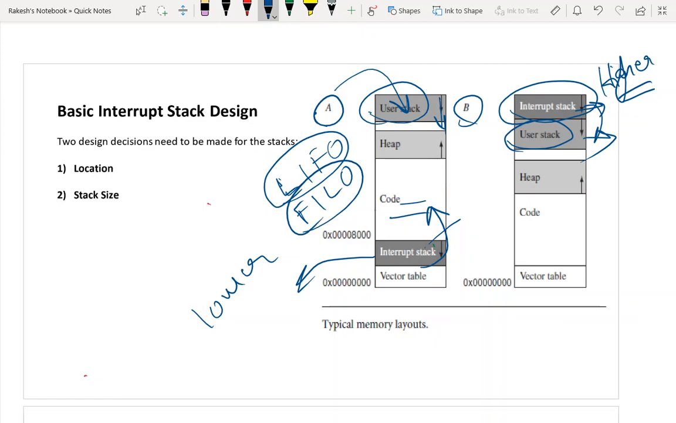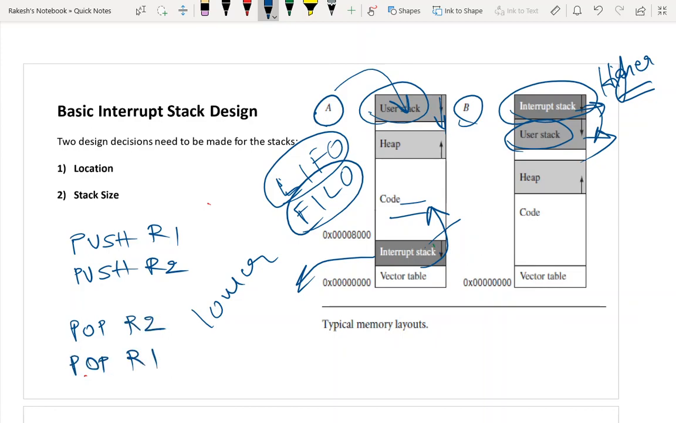What do I mean by that in the stack? If I push R1, push R2, I am pushing the R1 and R2 contents onto the stack. If you want to pop, you should always pop R2 first, and after that pop R1. It's not like you write push R1, push R2, and then pop R1, pop R2, because that would be first in first out, since what you pushed first you are outputting first. But this is wrong here.